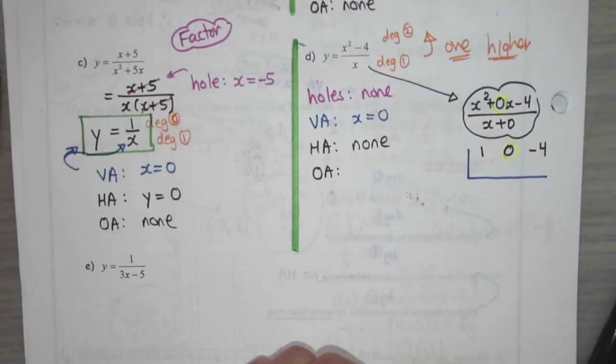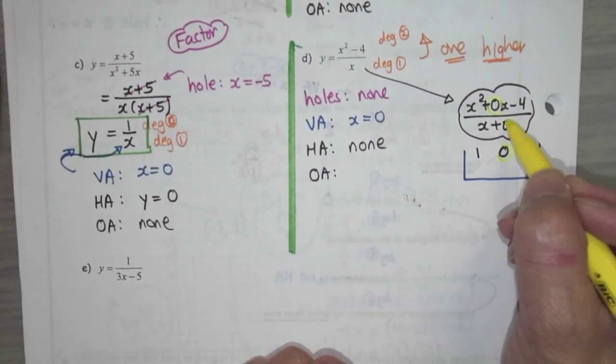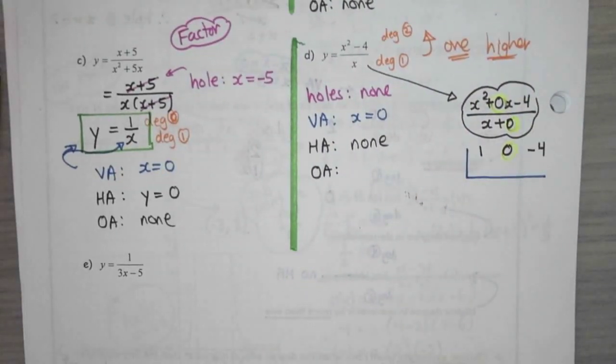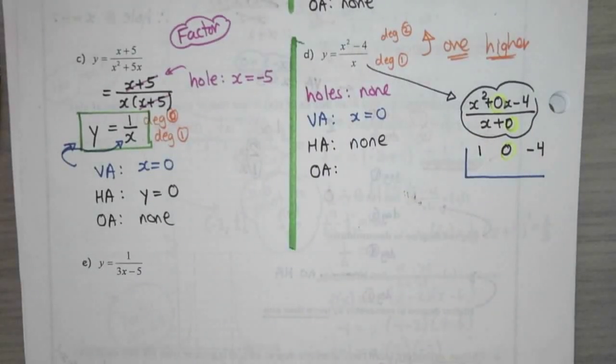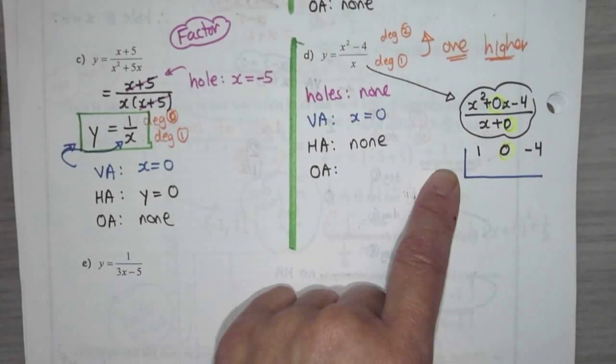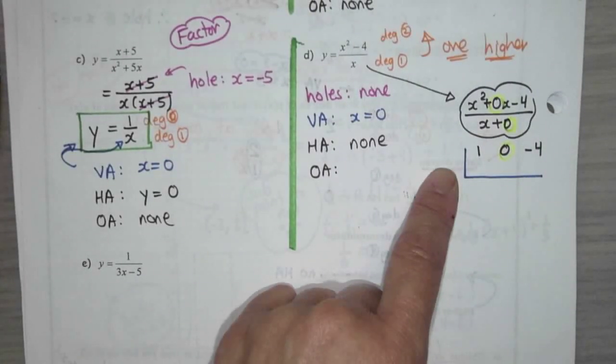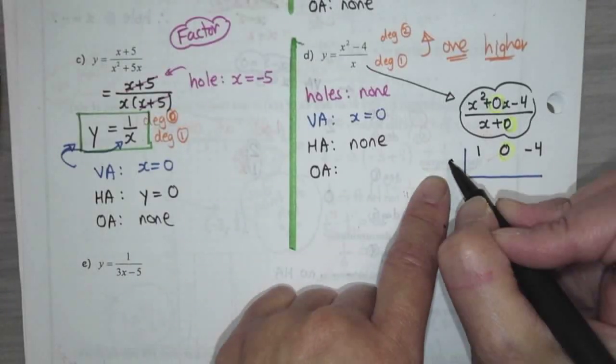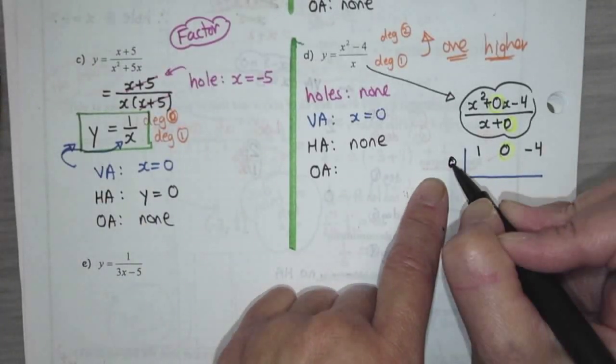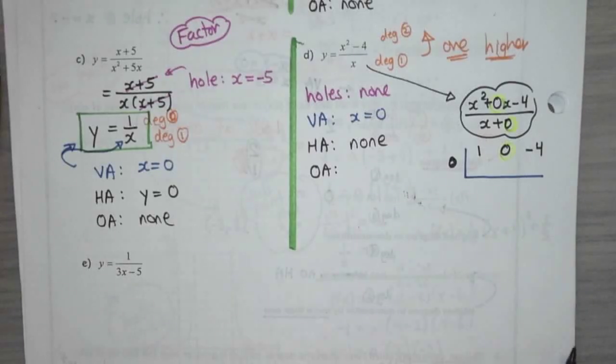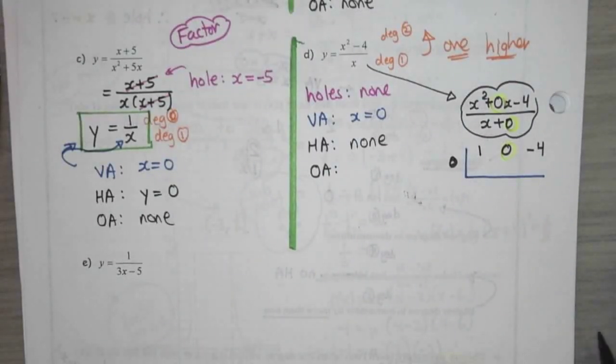Right, so fill in the 0. Also for this one, you're filling in the 0. So it's x plus 0. What do I put here on the side? 0. Okay, 0 works. Okay, and then you're just going to work the way it normally does.